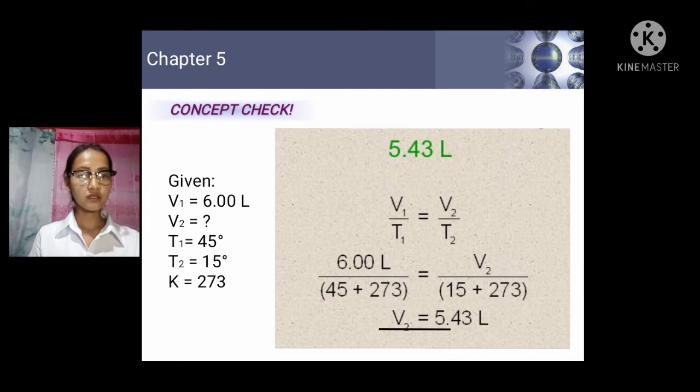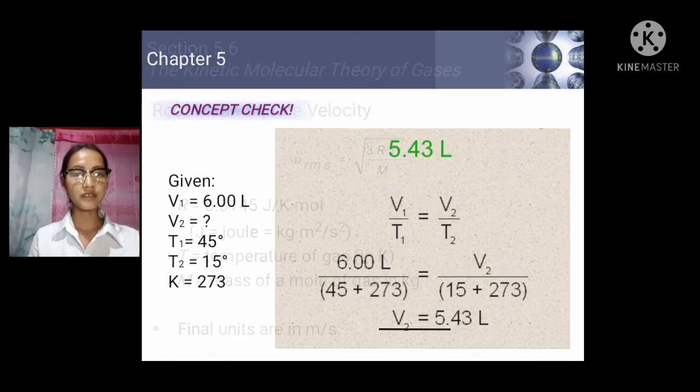So V2 is equal to 6.00 liter multiplied by 45 plus 273. 45 plus 273 is equal to 318. Then multiplied by 15 plus 273. 15 plus 273 is equal to 288. So we're going to divide by 318, and we get this answer, which is volume 2 is equal to 5.43 liter.